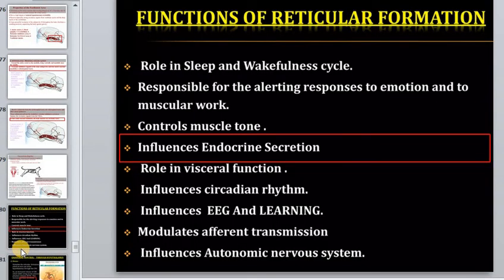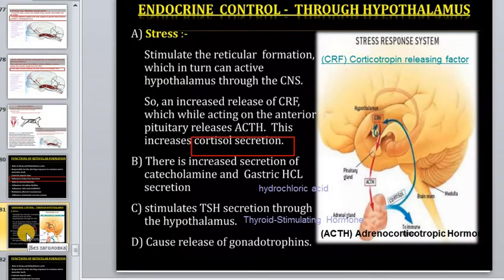The next function is influence on endocrine secretion. Here we see the endocrine control through the hypothalamus, of course. It is a special area, the hypothalamo-hypophyseal system. And stress: the reticular formation takes part in stress, and you see they stimulate the reticular formation, which in turn can activate the hypothalamus through the central nervous system. So there is an increased release of corticotropin releasing factor, which, acting on the anterior pituitary, releases a special hormone, adrenocorticotropic hormone, and this increases cortisol secretion.